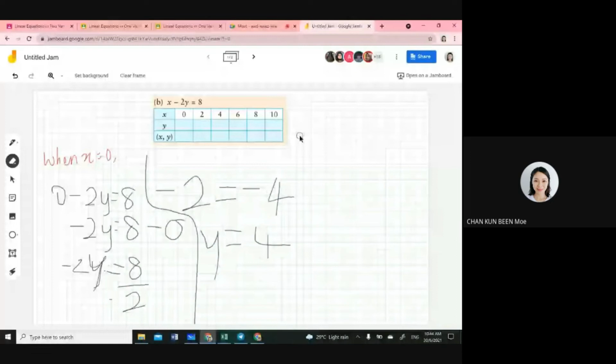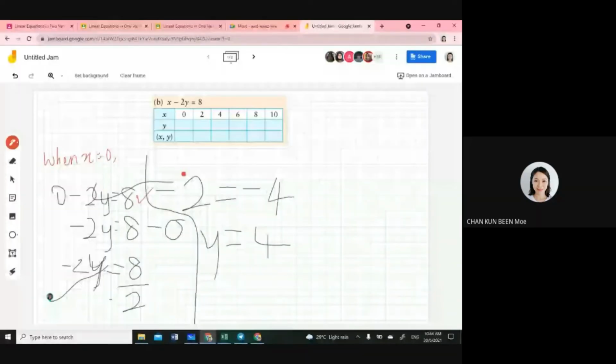Nice try. So I want to write something here for you all. Okay, we look at Shamina's work. When x equal to 0, we substitute x equal to 0 here. 0 minus 2y equal to x. You just follow everything from here. So the first one is correct. Very good. And then if you look at this, no more writing, please. Negative 2y equal to x minus 0. Minus 0, we don't have to do anything. Minus 0 is the same, so we don't have to show this. Then Shamina showed that negative 2y equal to x divided by negative 2.